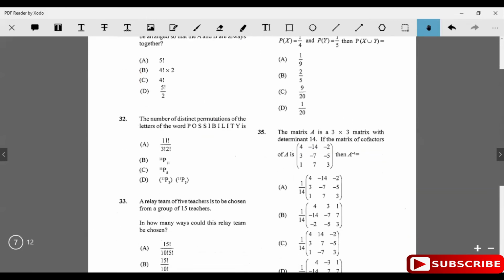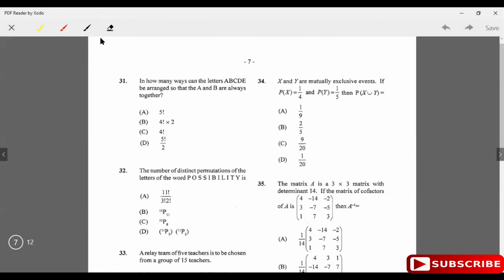Question 31. It says, in how many ways can the letters A, B, C, D be arranged so that A, B are always together? So think of A, B as one letter. They make one unit, and then you have the other three letters, them will form 3 units. So that's 4 units in total, which is 4 factorial, times, A, B doesn't have to be in the order A, B, it can be in the order B, A. So times it by 2 factorial, which is 2. So the answer is B.